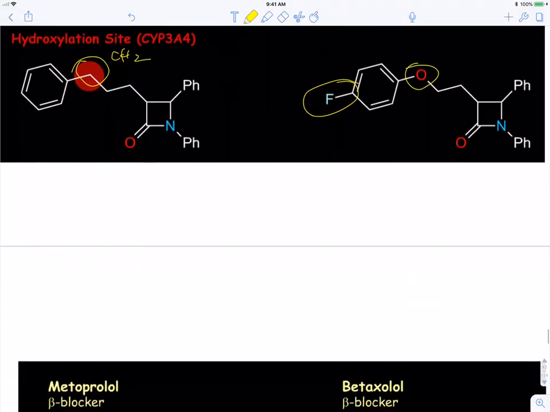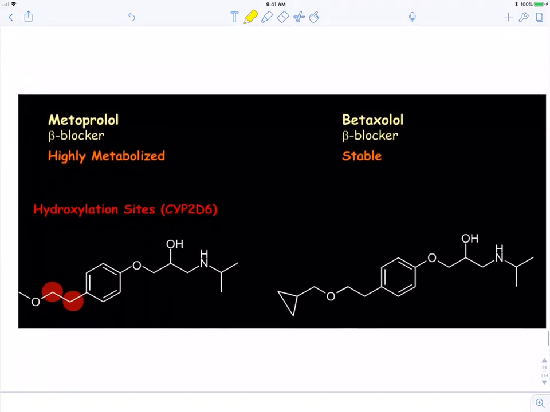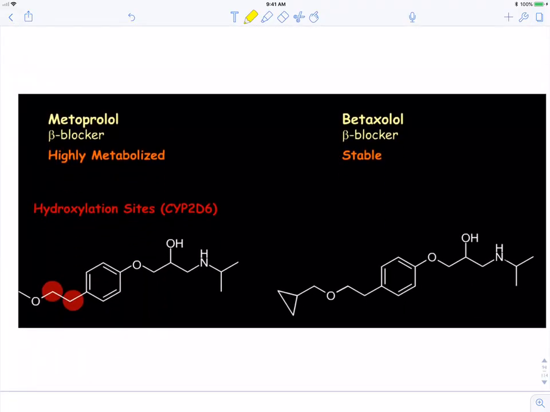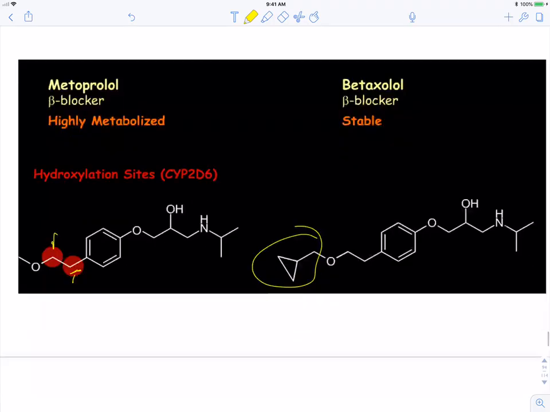Another example is metoprolol, which is a beta blocker, and it's highly metabolized at these two positions, which are sites of hydroxylation. And so what we did is simply modify the tail of the molecule by introducing a cyclopropyl ring, which interferes with binding to cytochrome P2D6 and therefore interferes with hydroxylation.